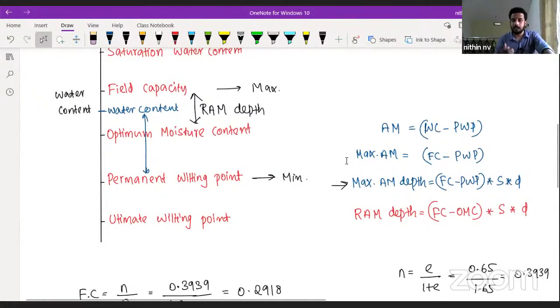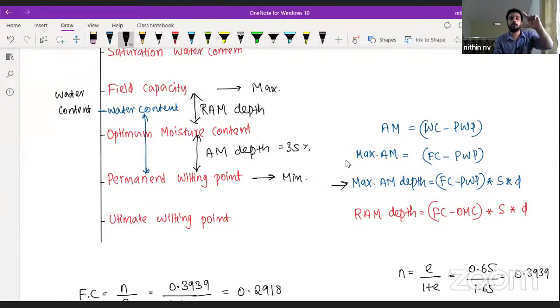I told you, available moisture means, from here, water content at the optimum moisture content level. If the water content is at optimum moisture, this is nothing but our available moisture. Water content is optimum moisture content minus permanent. Correct? So if the available moisture is 35% of the total value, then what will be this readily available moisture? 65%.